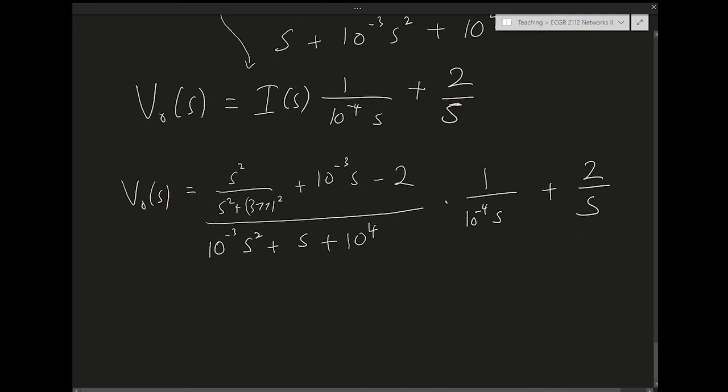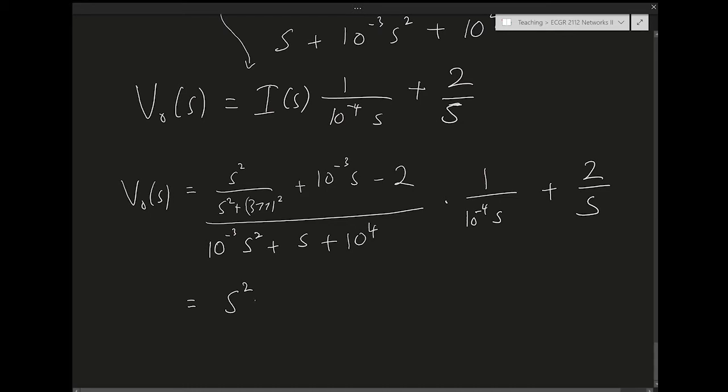Okay, so how do we approach this? Well, we need to do another simplification. I need to multiply everything by s squared plus 377 squared. So I need to multiply the numerator and the denominator by s squared plus 377 squared.